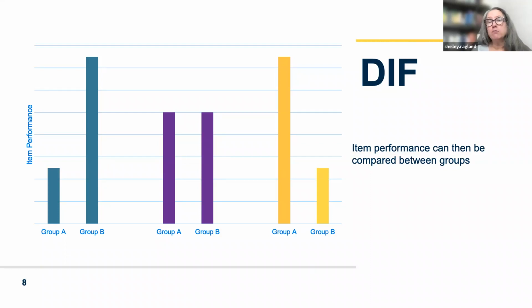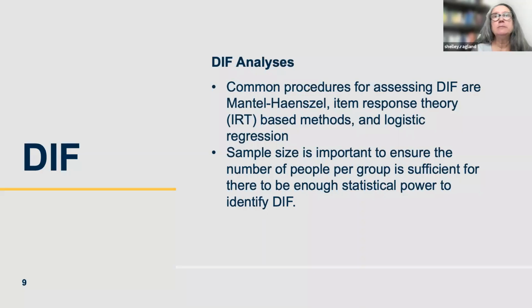We have a purple item where group A and group B did about the same. And then finally for group A, in the yellow item, group A noticeably outperformed group B. And so those 10 categories have been divvied up into these particular items and the performance then compared. Lauren, the next slide, please.